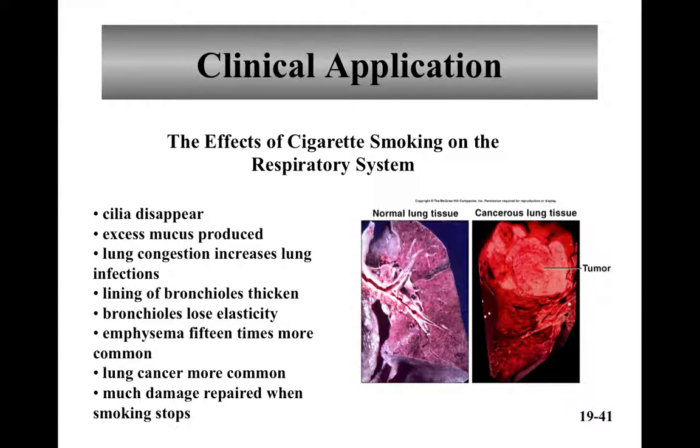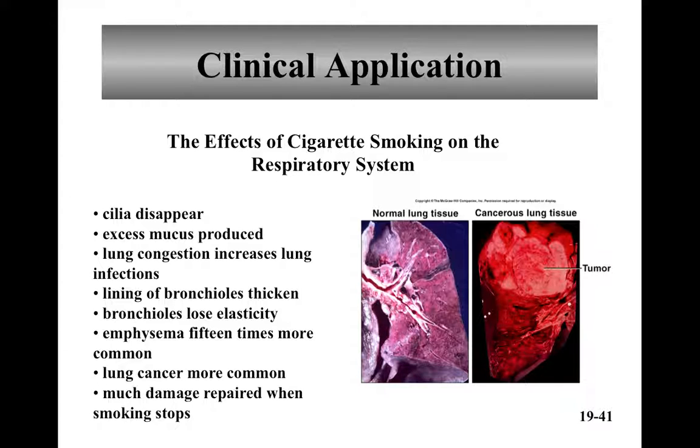So the last thing is a clinical application, and that is the very obvious effects of cigarette smoking on the lungs, which I'm sure you've all learned about in middle school. If you smoke, this is lung tissue with a tumor on it here in this picture. The cilia disappear if you smoke. It produces excess mucus. The lung congestion increases the lung infections. There's all sorts of cool diseases you're going to get from smoking, like COPD, emphysema, lung cancer is at an 85% mortality rate, so that's kind of a tough one to roll the dice on. All sorts of stuff like that.